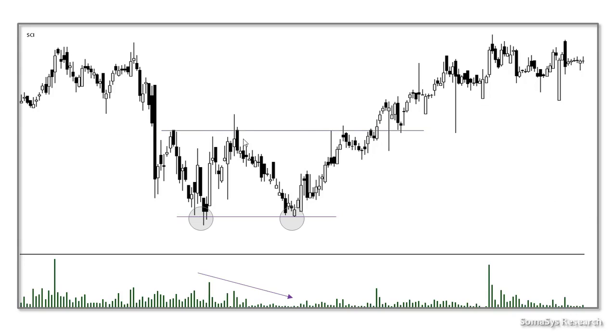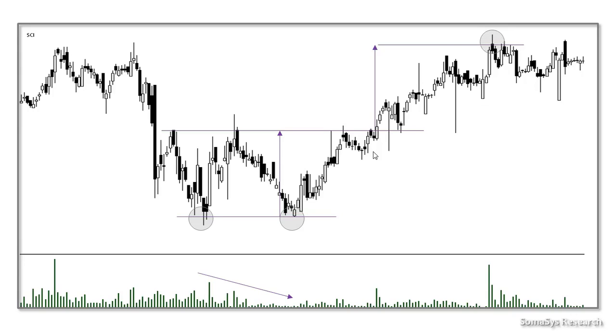Penetration of resistance, this being the zone, the best fit line between the troughs, completes the double bottom and leads to a change in trend. And coming to the price objective, the same is measured by the distance from the support line over here to the resistance and added to this breakpoint.